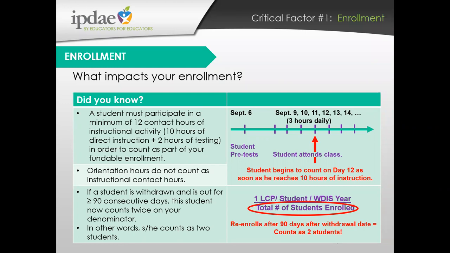I mean, it's great that you recaptured the student, but guess what? Now this student counts twice. He now counts as 2 separate students because he did not re-enroll prior to that 90-day requirement. Not looking so good anymore, huh?